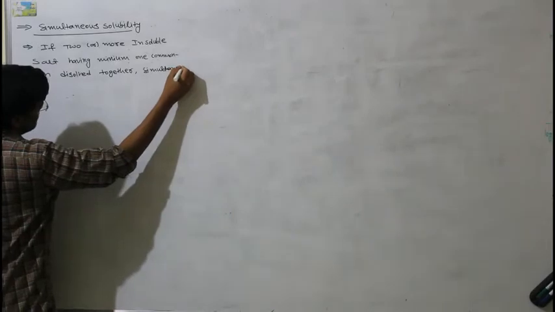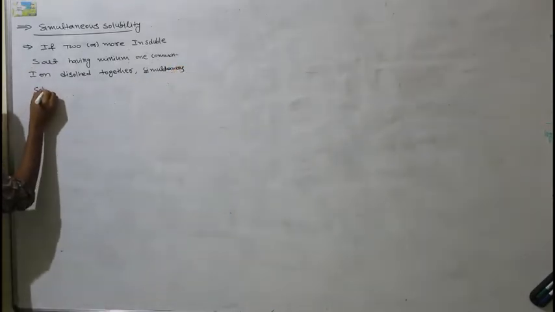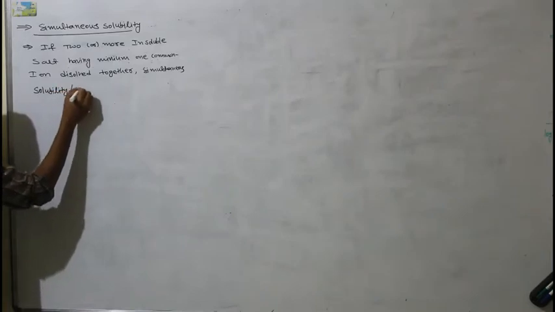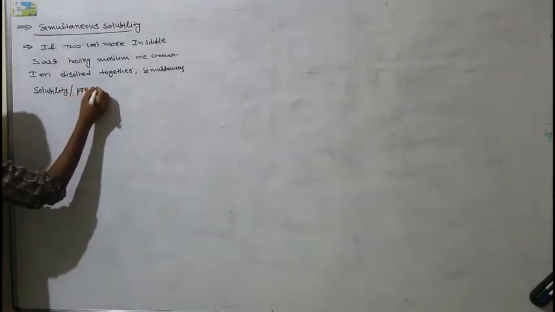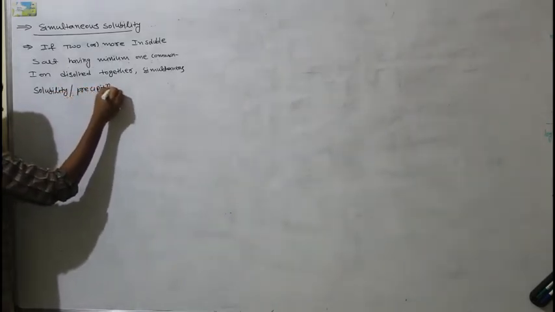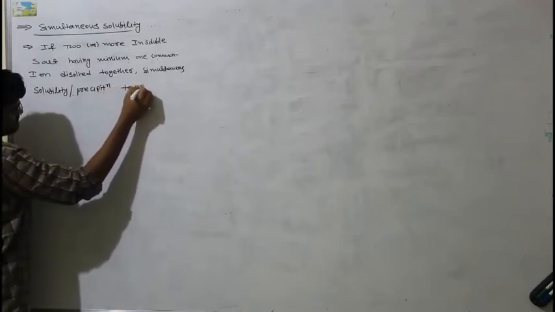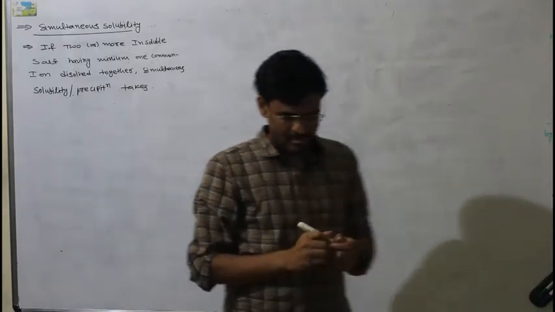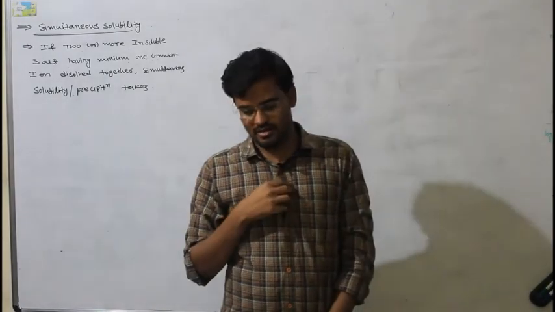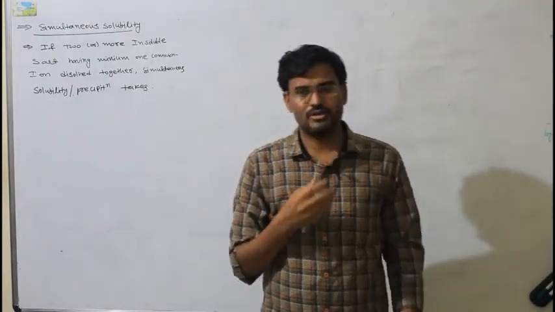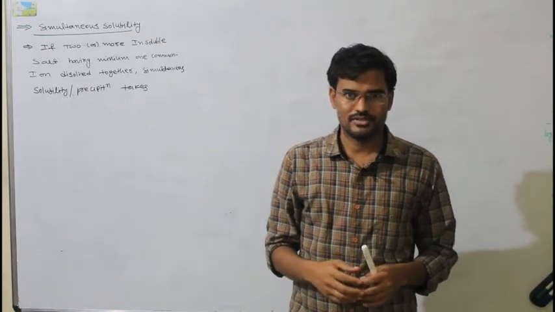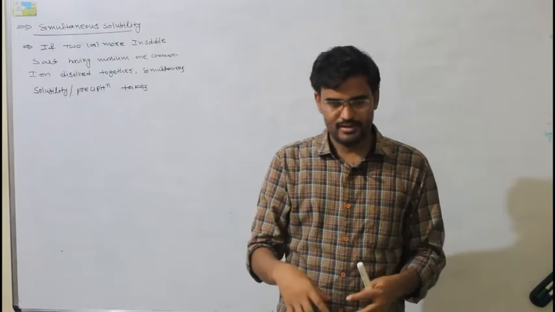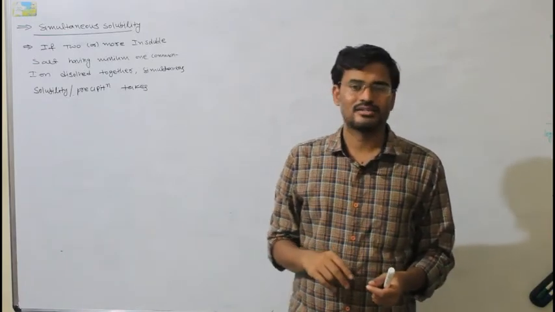simultaneous solubility or simultaneous precipitation takes place. So what I am saying, not stronger electrolytes, we have to mix only weaker electrolytes which are insoluble. When two or more you add, they will act as a common ion to each other.